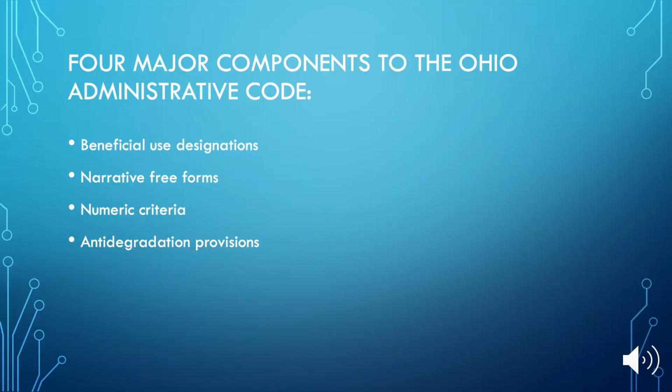So the 4 major components of the Ohio Administrative Code, which is, again, covered back in the previous PowerPoints, but I wanted to go over it again because it's very important: beneficial use designations, narrative free forms, numeric criteria, and anti-degradation provisions.